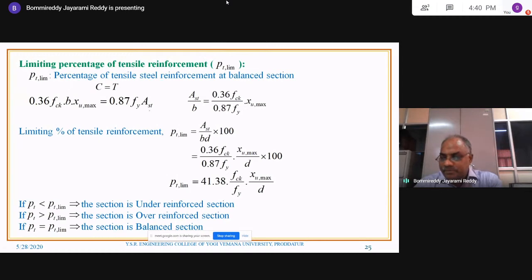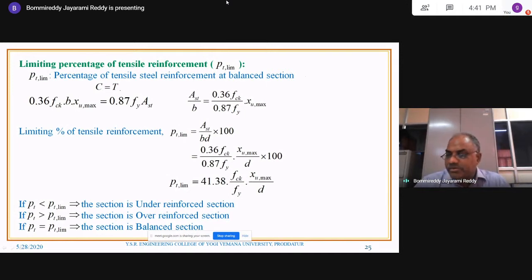Similarly, for the balanced section, what is the percentage of steel reinforcement? For that, it is the limiting percentage of tensile steel reinforcement, PT limited. P is percentage, T is tensile steel, and limited means for the balanced section. Percentage of steel reinforcement at balanced section.